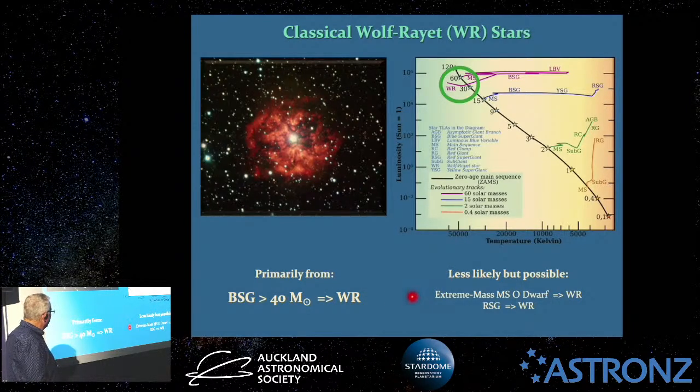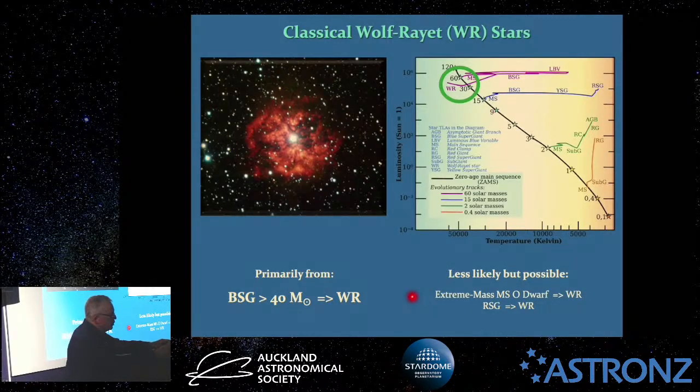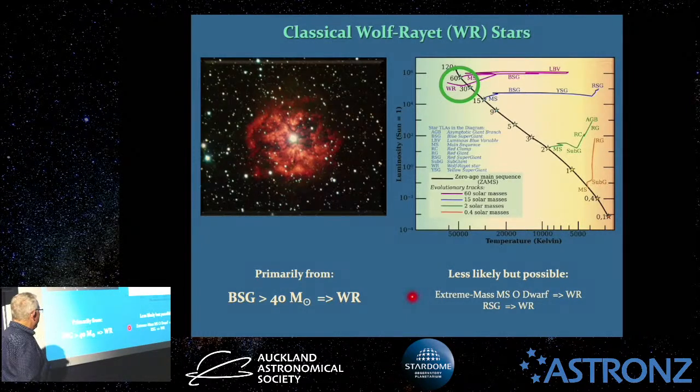Less likely, you can get an extreme mass main sequence O dwarf that, just as it leaves the main sequence, instead of going off to a blue supergiant, starts shredding all its material so quickly that it turns straight into a Wolf-Rayet star. And you can get red supergiants that become unstable. We mentioned the blue loops. Some of the bigger ones can shed all their material off. They're just so unstable. That helium core is quite large compared with the rest of the star, and they end up as Wolf-Rayet stars.